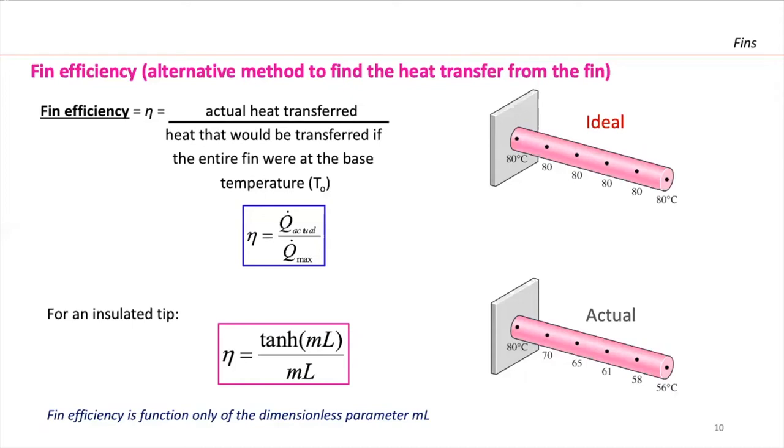So if we have an insulated tip, like we have been doing, regarding this very small area, the tip, we can also rewrite this efficiency in terms of the fin parameter, okay? So hyperbolic tangent of ML, the fin parameter times L, divided by ML. And as you can see, very simple, we just have everything in terms of the fin parameter. That's an alternative case. We are going to solve that problem right now with the previous equation, the heat transfer from the fin.